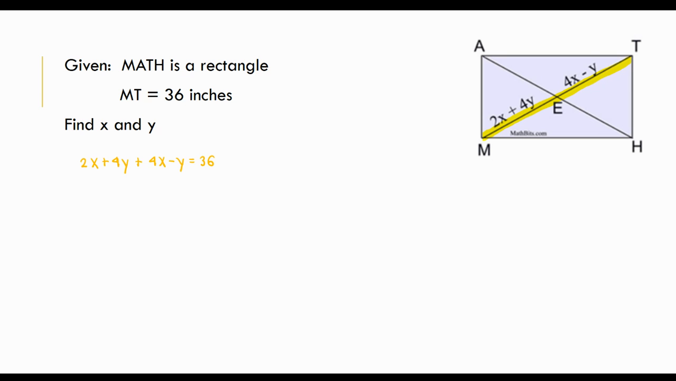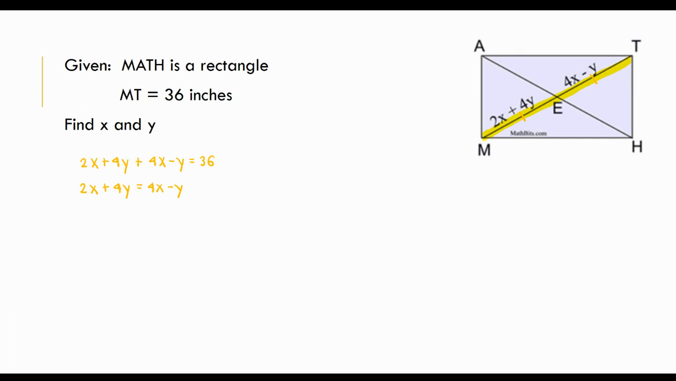Because a rectangle is a parallelogram, I know that diagonals bisect each other, which means that ME and ET are going to have to be congruent. So that's my second equation: 2x plus 4y is going to equal 4x minus y.